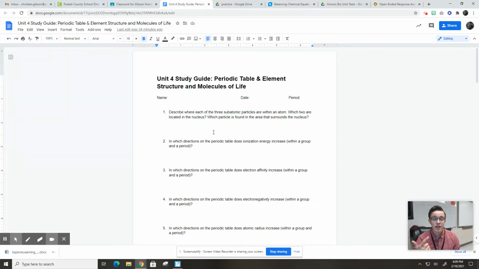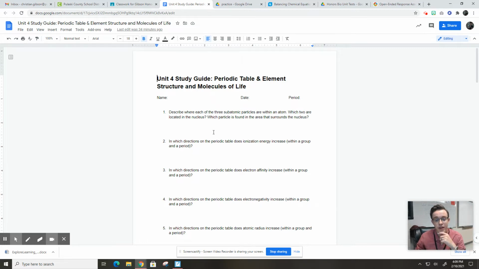The protons and the neutrons, protons are positive, neutrons are neutral. Those two subatomic particles are found in the nucleus of the atom. So they're all bunched together in the center of the atom. We call that the nucleus. The electron is found in the area surrounding the nucleus. We actually call that the electron cloud, and they are orbiting the protons and neutrons in the nucleus. So protons, neutrons, nucleus, electrons are surrounding the nucleus.